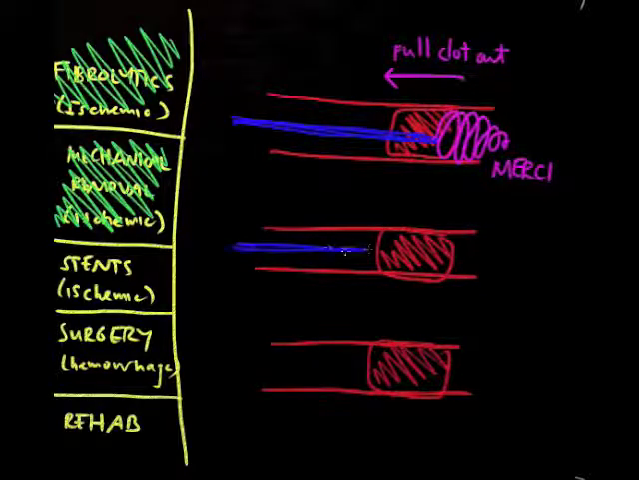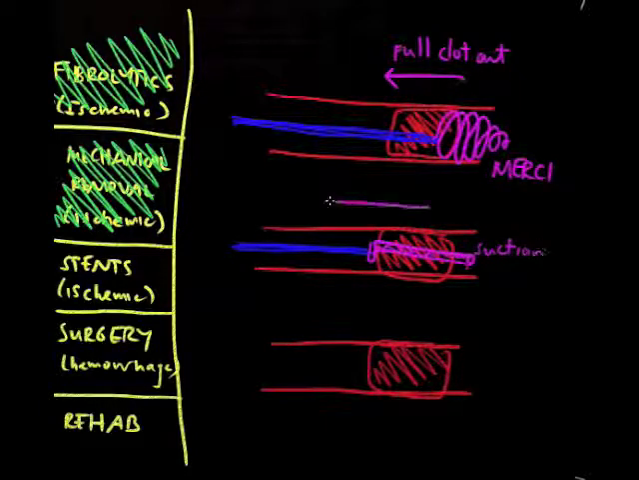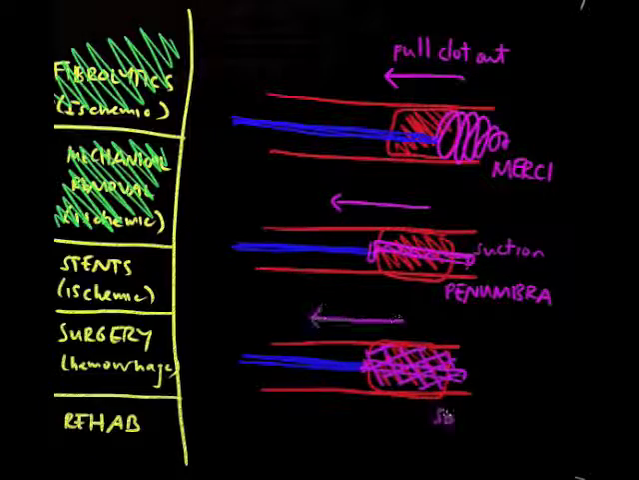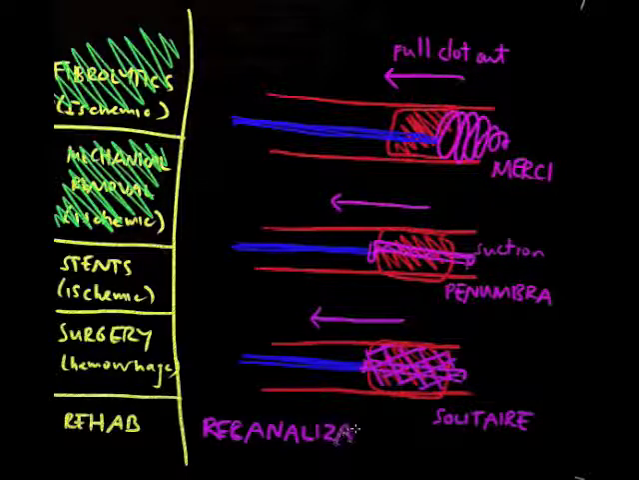Since then, other retrieval devices have been created and FDA-approved. These include the Penumbra, which uses suction to break up the clot, and the more recent Solitaire system, which is designed to act more like a net. All of these devices have been able to successfully recanalize arteries after an ischemic stroke. Recanalization refers to the process of restoring blood flow after it has been interrupted.